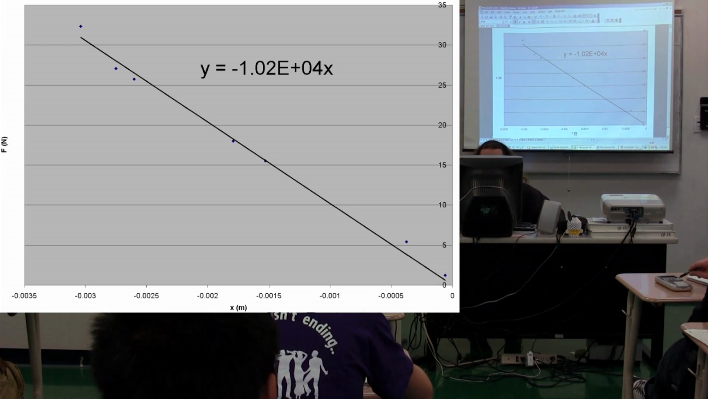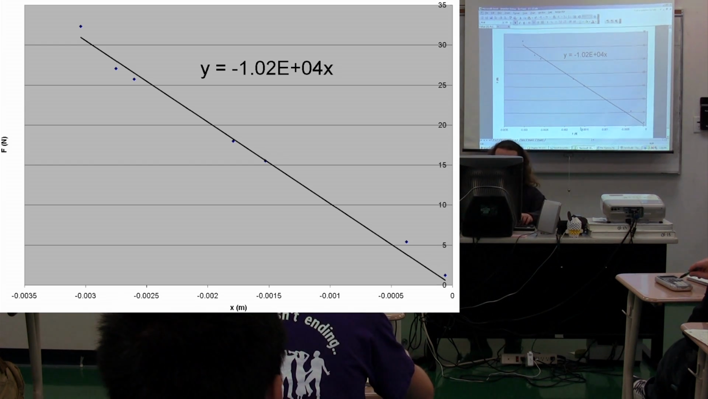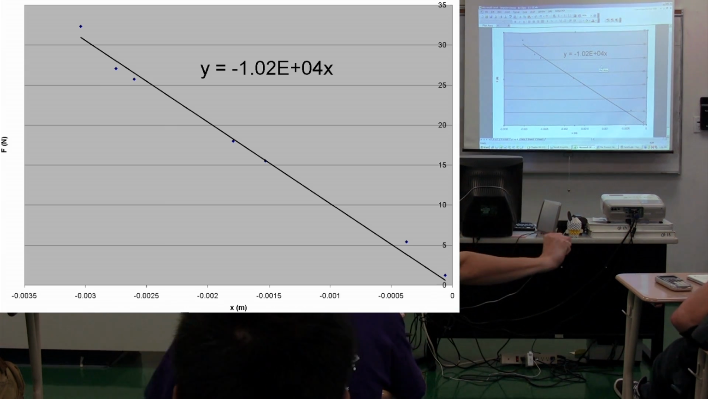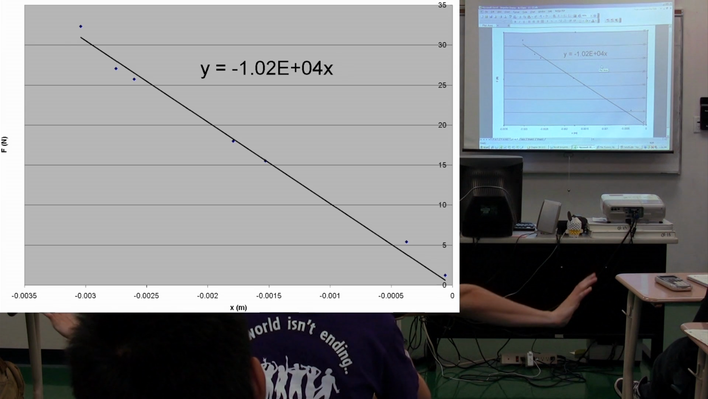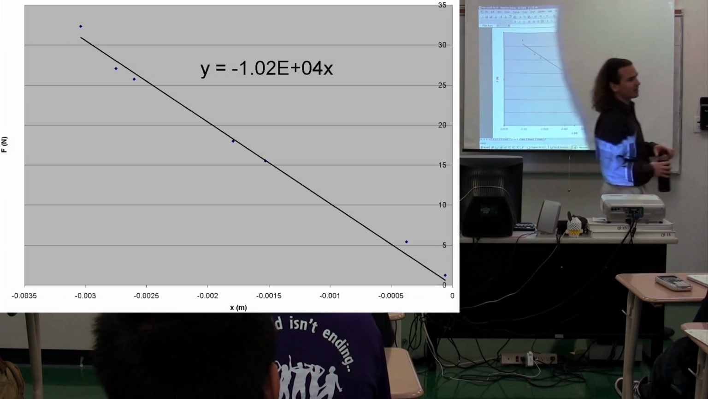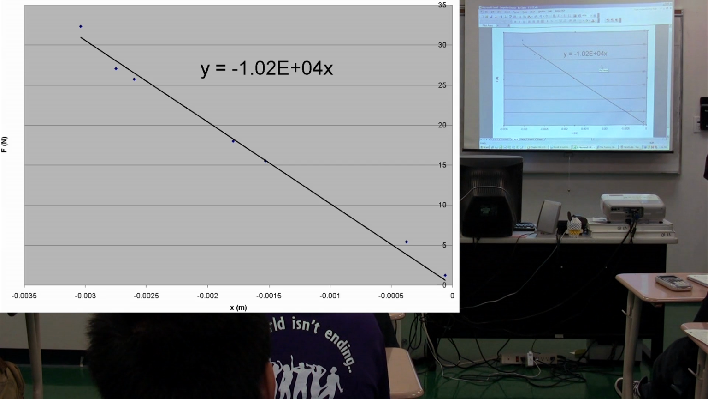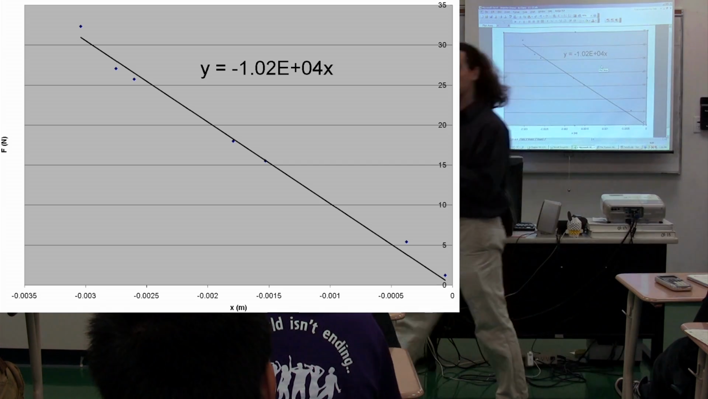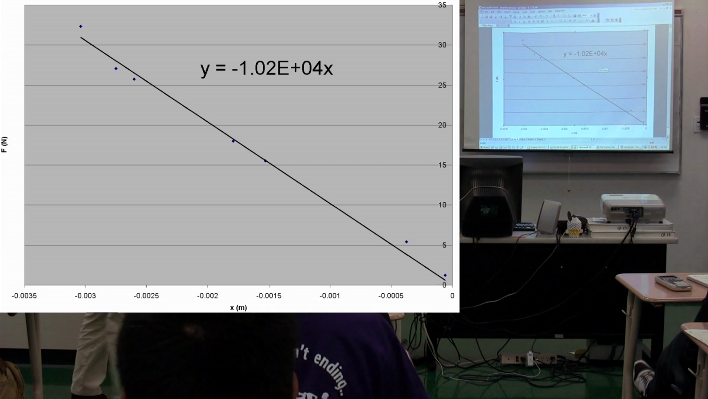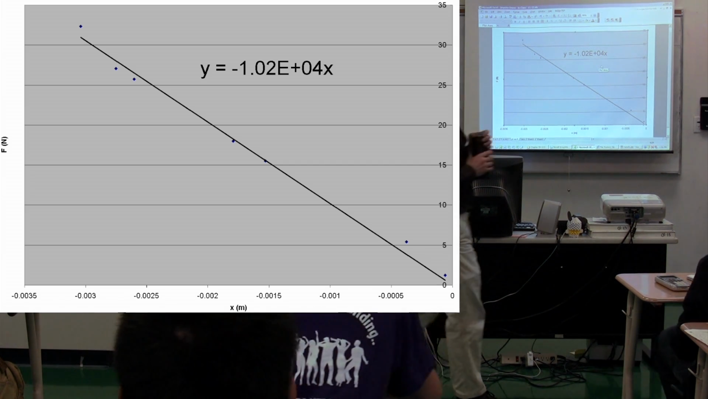The question is, what did we just figure out? We just figured out that the force graphed with respect to the position of the racquetball is linear. Tim, what did we just figure out? The spring constant of the ball. We just figured out the spring constant of the racquetball.